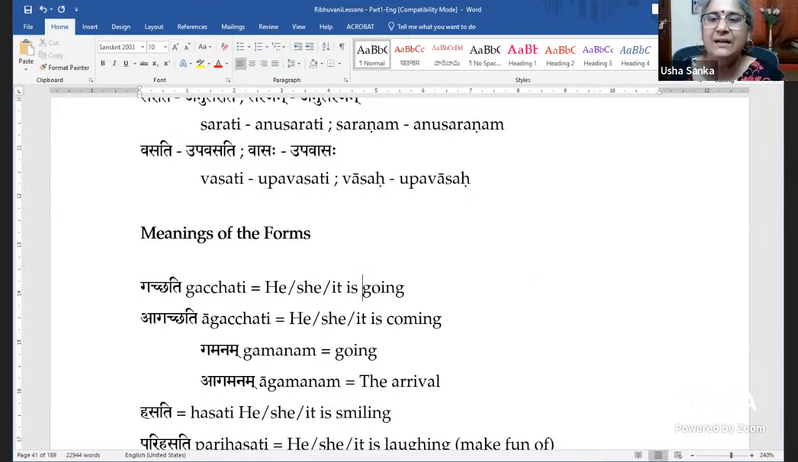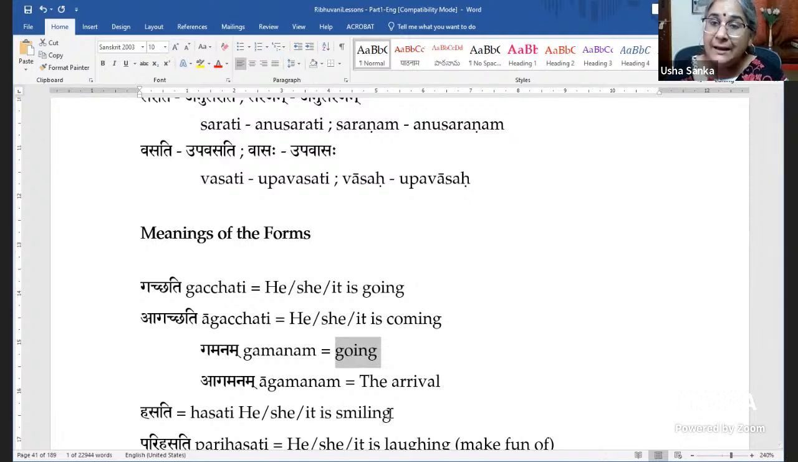It's a little difficult area where we cannot make out the right form. So that is the problem here. Let me tell you. So this gamanam means going. It's the noun. Okay, it's not a verb. "He is going" is different from "going." Here I can tell one example. "I did not like your going away." If I am saying "you are going away," that's different.